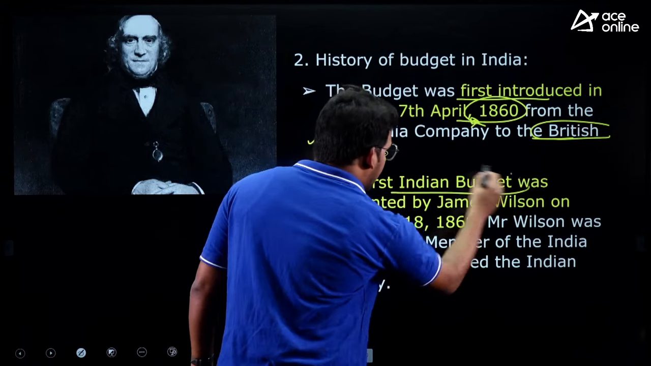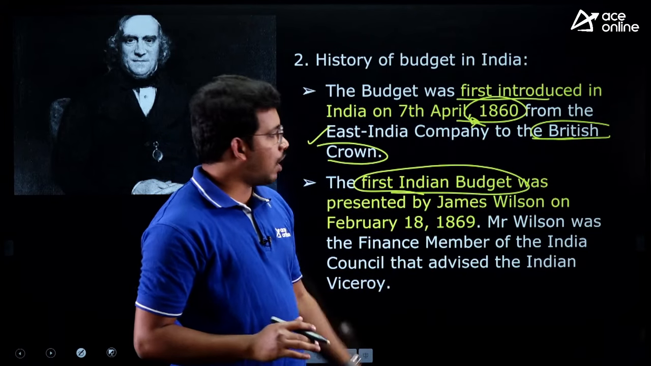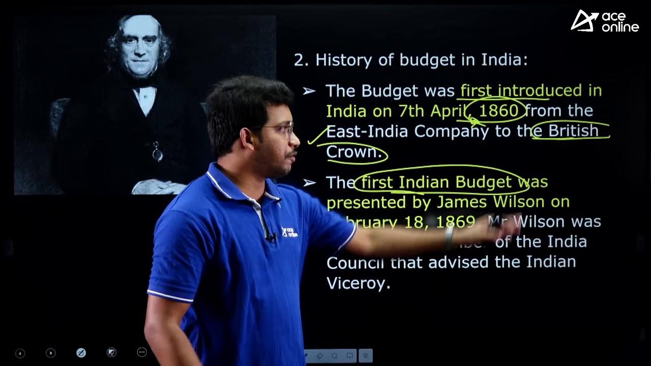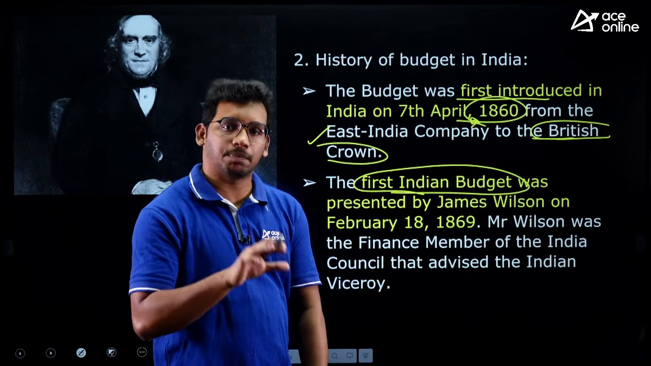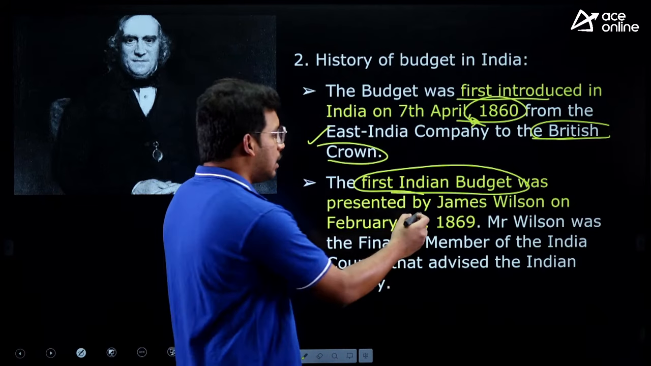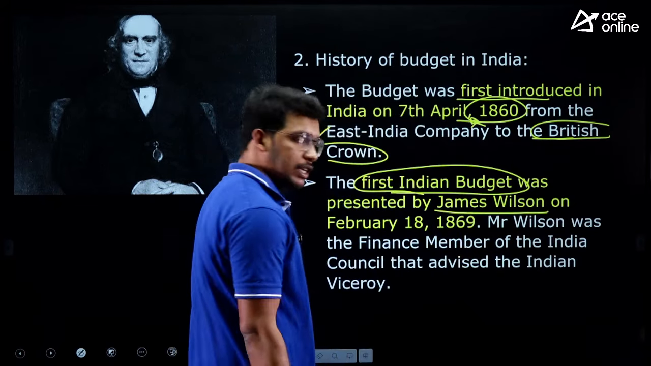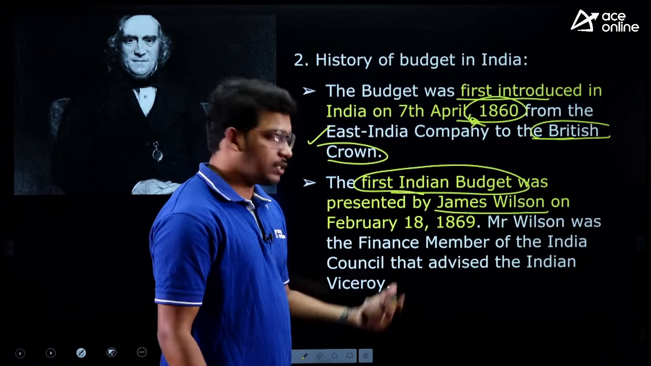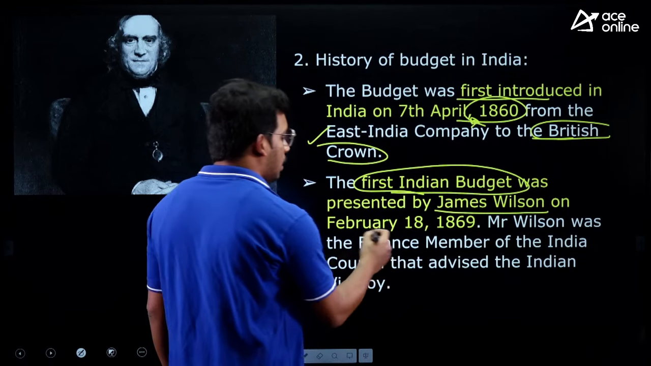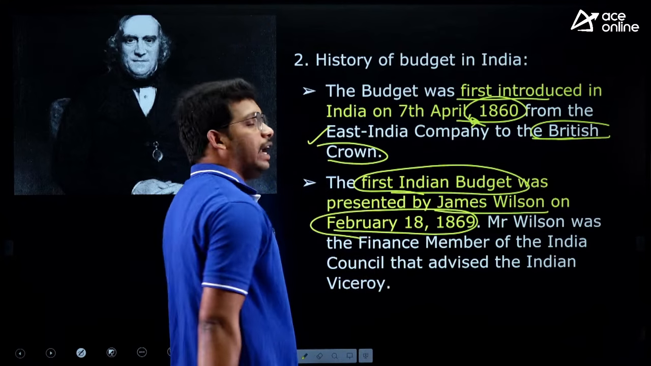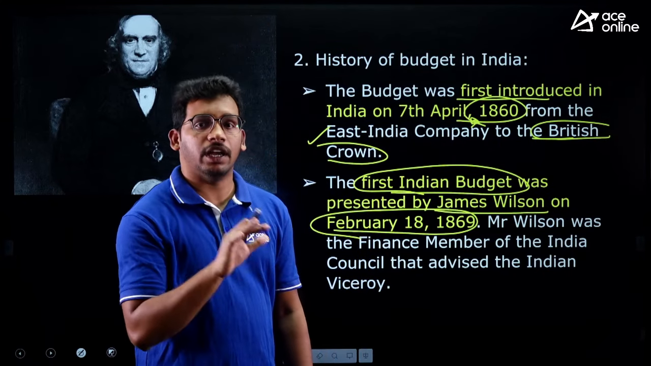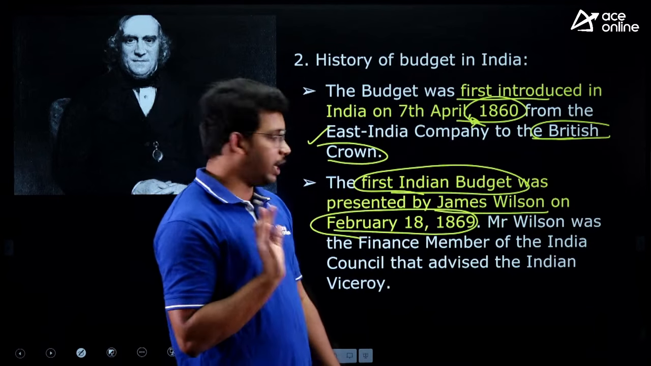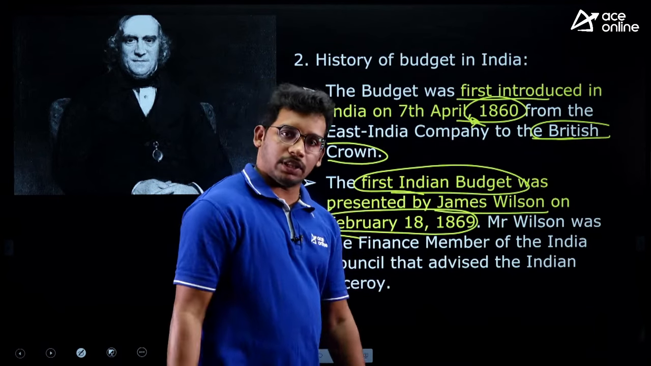Then the first Indian budget within India, 8 or 9 years after the first budget that was prepared in England, was the first time that a budget was prepared within India. That was prepared by James Wilson. This also can be asked in statement based questions, in historical elements. So on February 18, 1869, for the first time, the budget was presented in the Indian geographical location, right? So this is one important thing.